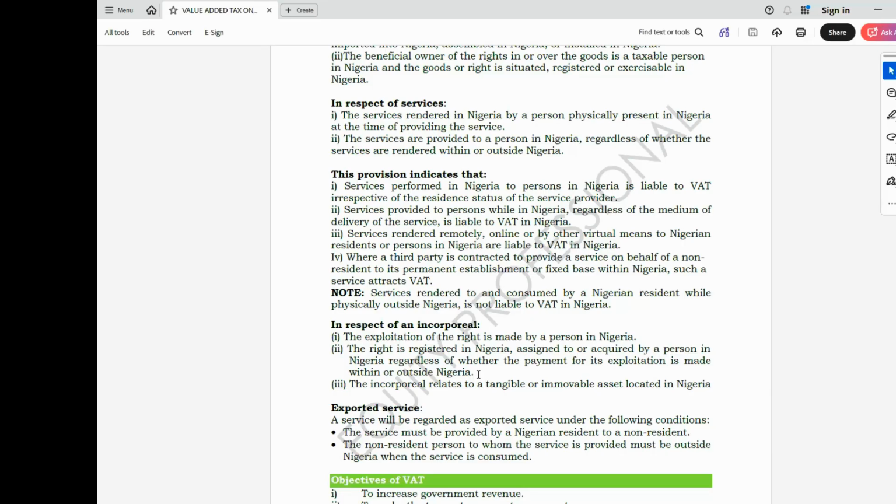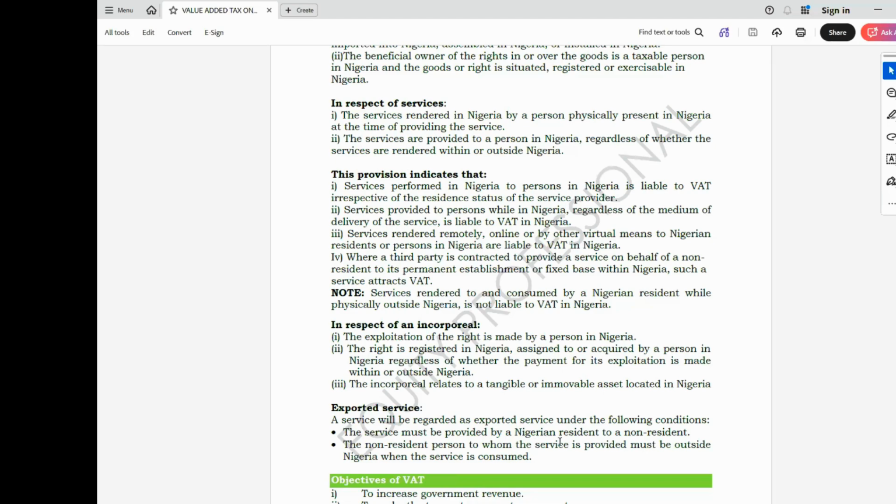Then the intangible relates to tangible or immovable assets located in Nigeria. So that asset must also be located in Nigeria. Then in the case of exported services, the service will be regarded as exported under the following conditions.